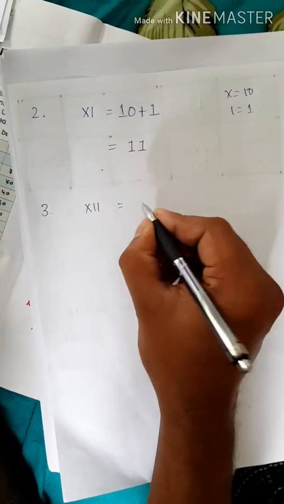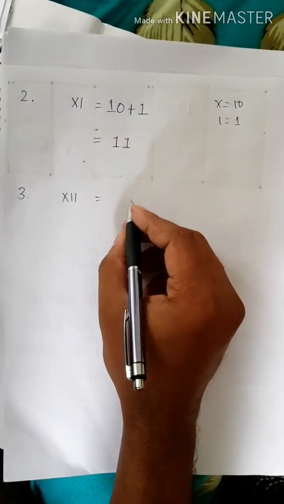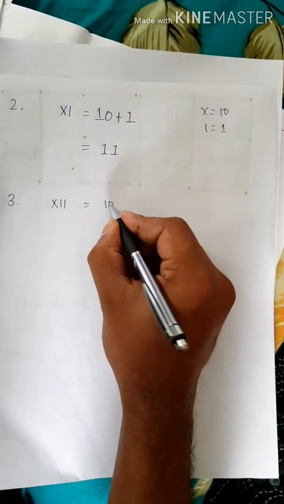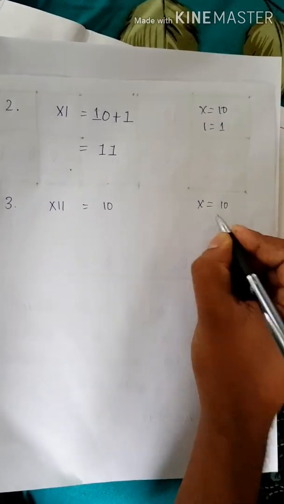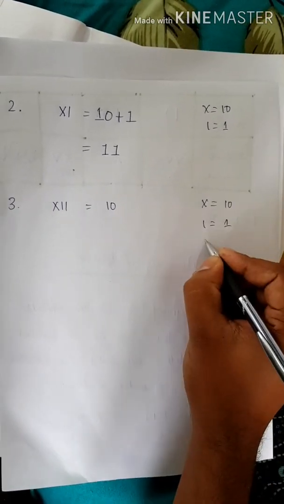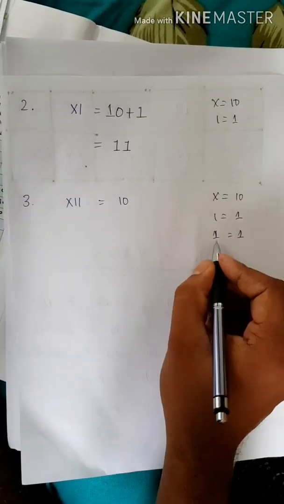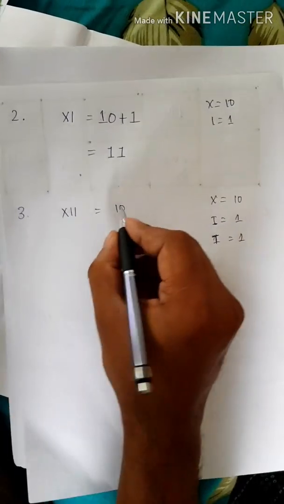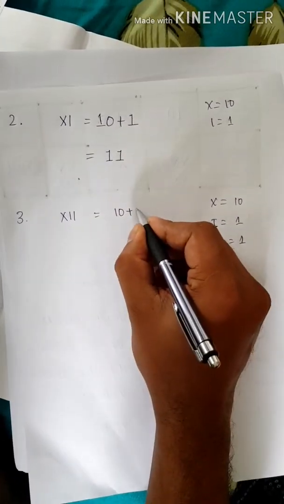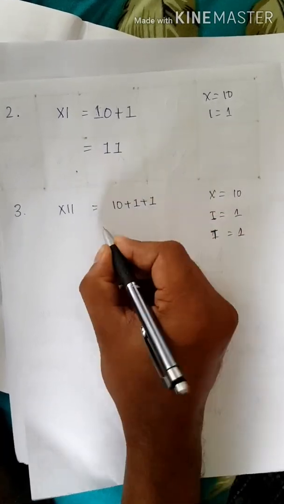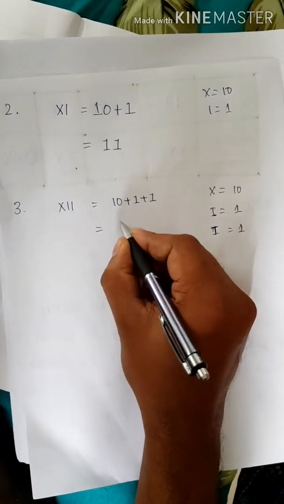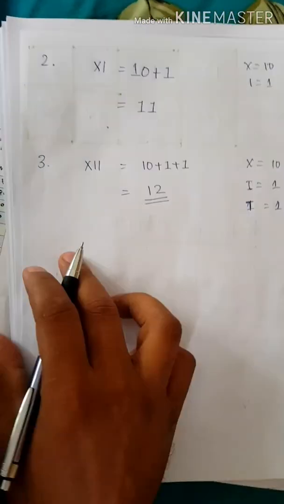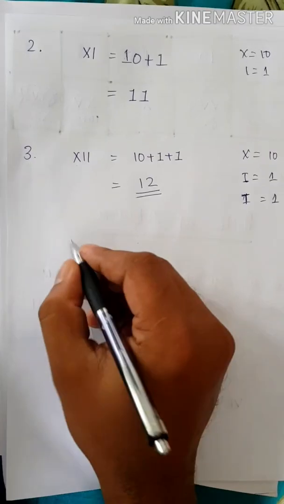Okay, students, one more example. XII. X has which value? X has a value of 10 and I has a value of 1. Again, one more I is there. So let's write 10 plus 1 plus 1. So we got 10 plus 1 plus 1 means 12. Understood?